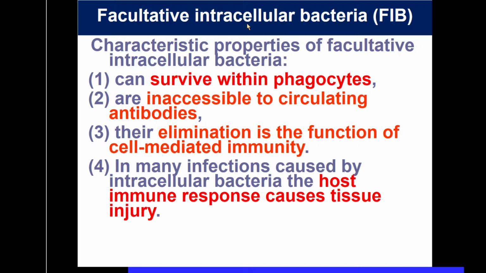The next type of bacteria that we have to discuss are intracellular bacteria. What are the distinctive features of the intracellular bacteria? They can survive within phagocytes. It means a macrophage may engulf this bacterium. After that, the bacterium is not ruptured and replicates inside of the phagocyte. Second, intracellular bacteria are inaccessible to circulating antibodies because they are protected from antibodies by the cytoplasmic membrane of the host cell.